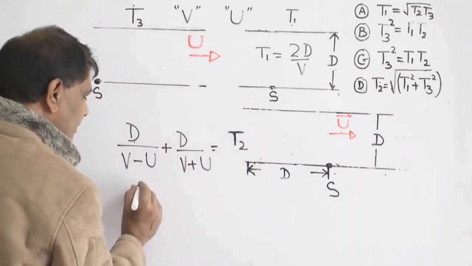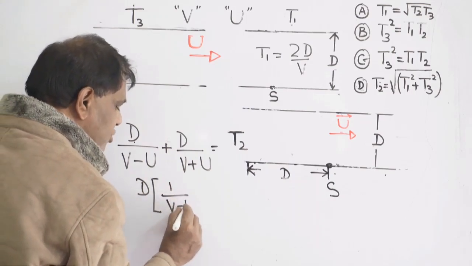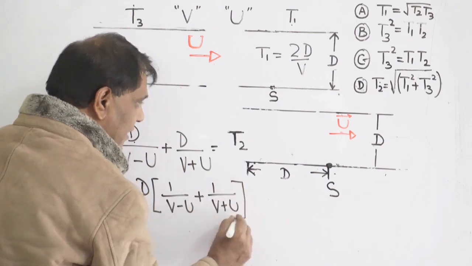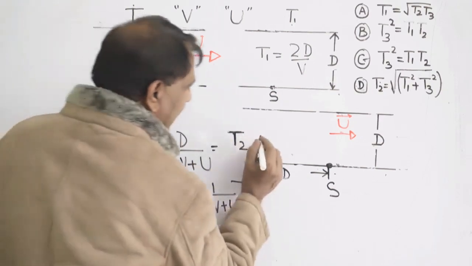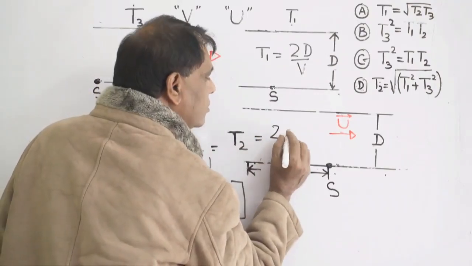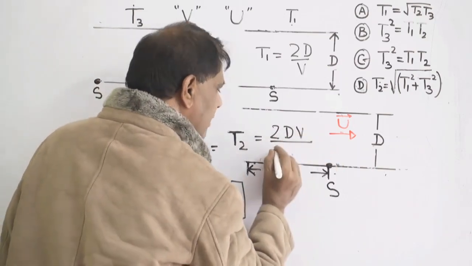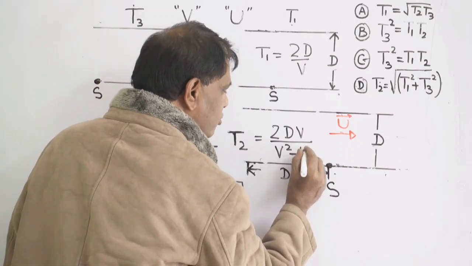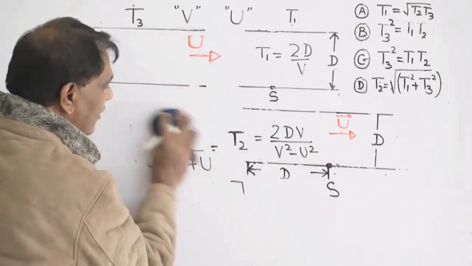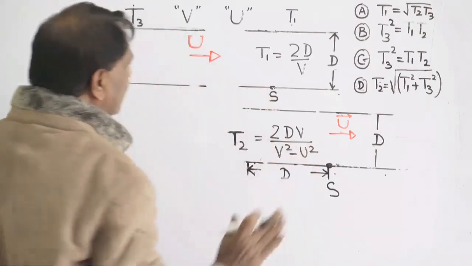So if you solve this one, taking D as common and 1 by (V minus U) plus 1 by (V plus U) को solve करेंगे, what result you are going to get is, I am writing down here, rough work कर लीजिएगा, T2 is 2DV by (V square minus U square). इसे solve कीजिएगा, easy. So the second situation is also over. So time T1 and T2 का relation ऐसा निकाल के रख दिए.